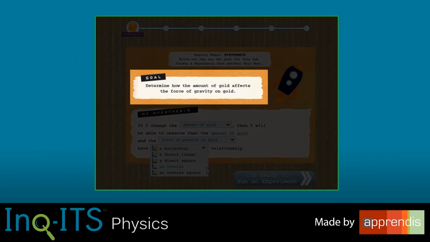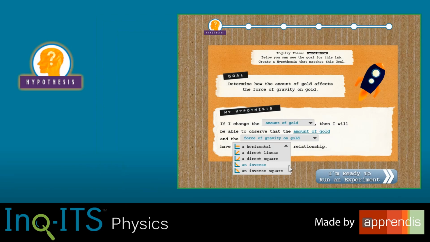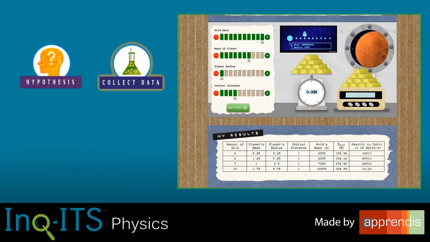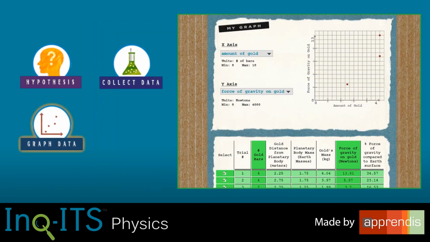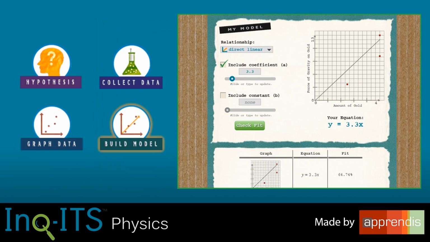Each Inq-ITS lab has a standards-aligned goal that students investigate. Students form questions using mathematical relationships, collect data with a simulation, graph their data, build best fit lines to summarize their data, and as students work, their processes are automatically scored. For example, students' graphs are scored as to whether they chose appropriate axes, plot controlled data trials, and if sufficient data were graphed to reveal a mathematical trend.